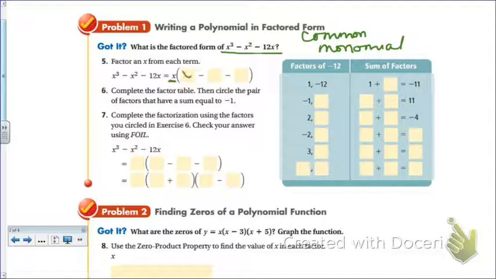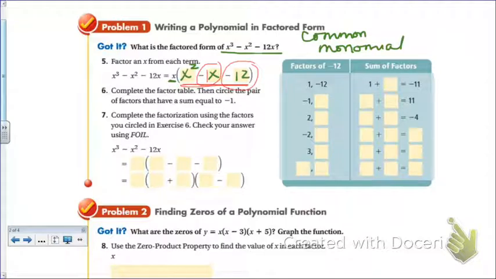When I do that, what's left over is x squared minus x minus 12. So we're going to focus on this trinomial here, x squared minus x minus 12, and we're going to factor that as well. It says complete the factor table, then circle the pair of factors that have a sum equal to -1. So we want factors of -12 that give us a sum of -1.